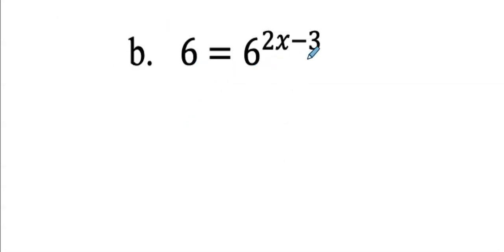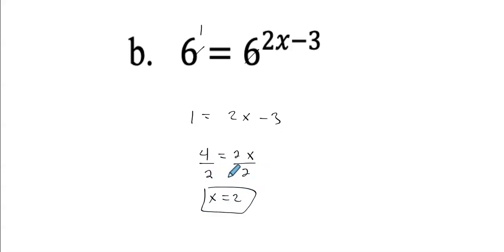6 equals 6 to the 2x minus 3. My base is 6. What's the exponent of the number on the left? 6 to the first. Okay, so we have 1 equals 2x minus 3, and we solve this. All right, so the bases go. See you later. Add 3 to both sides. 4 equals 2x. Divide both sides by 2. x equals 2. Okay, I'm not really worried about that part for you guys. I know you guys got that.